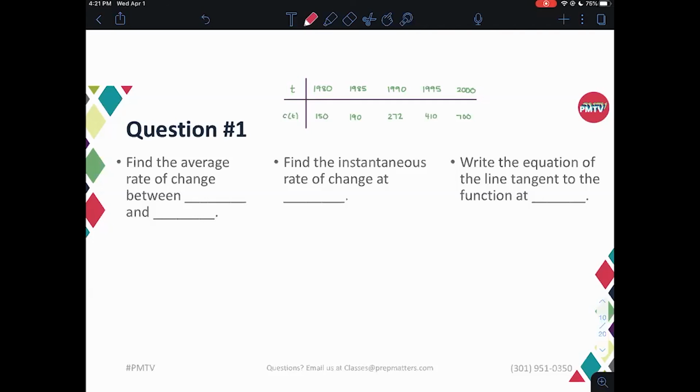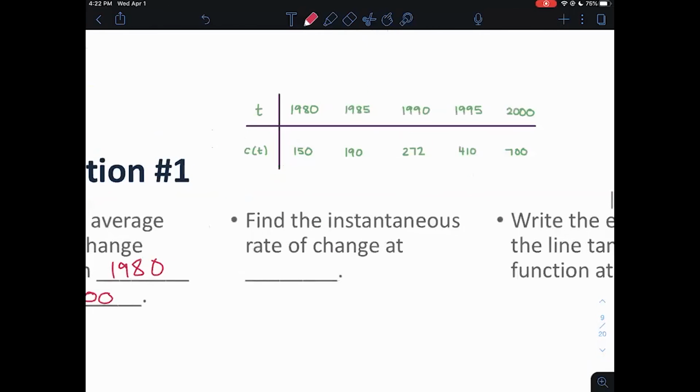I can still find that slope of a secant line between whatever two values I wanted to, let's say 1980 and 2000. Great, secant line between this and this. Throw your points into your secant line slope formula, and there you go. Again, this second one becomes the problem. Find the instantaneous rate of change. You can't find an instantaneous rate of change here. You can, however, find an approximation for the instantaneous rate of change.